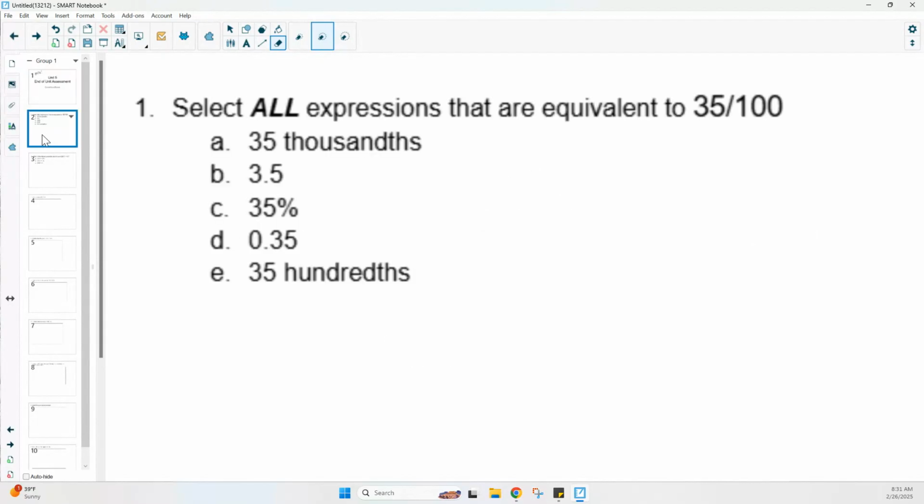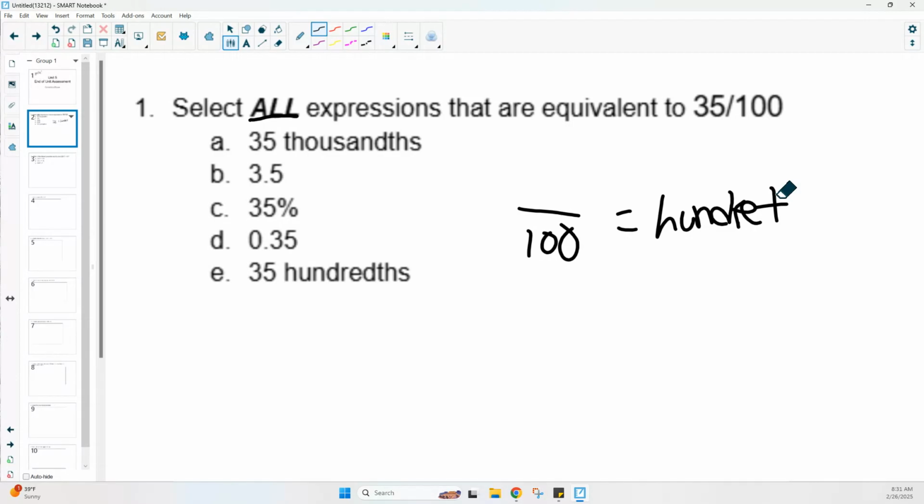Question 1 on the assessment. Select all expressions that are equivalent to 35 over 100. Since it says select all, that is going to mean that we need to pick more than one. First, anything over 100 would be hundredths, because that's just how place value works. So 35 over 100 is 35 hundredths.